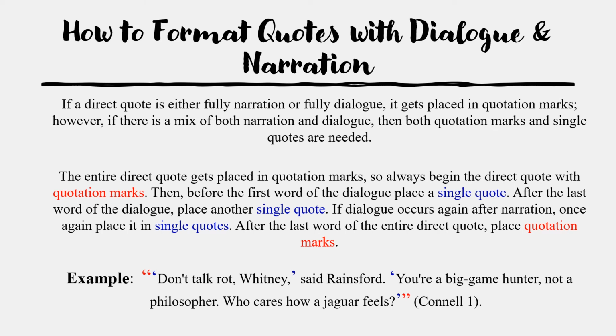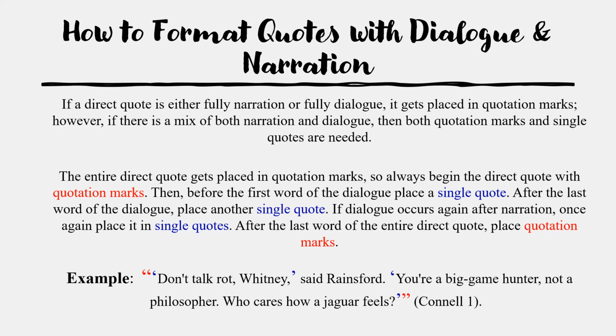Some students think that if it's fully dialogue, you need to use triple quotes, and that's simply not true. Whether it's narration or dialogue, as long as it's fully one or fully the other, it simply gets placed in quotation marks. However, the difficulty comes in when there's a mix of both narration and dialogue. Then we need to use both quotation marks and single quotes. And I'm hoping that this helps clarify how to do this because it's actually pretty easy. The entire direct quote gets placed in quotation marks. So you always begin the direct quote with regular quotation marks. Then, before the first word of the dialogue, place a single quote.